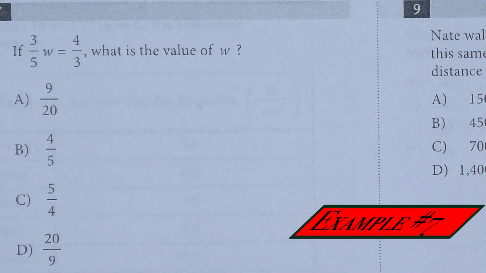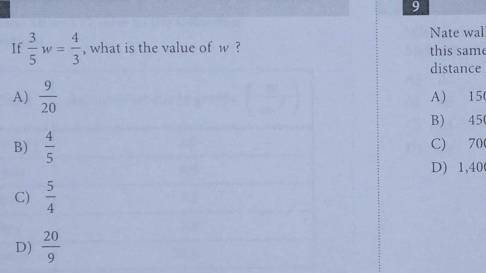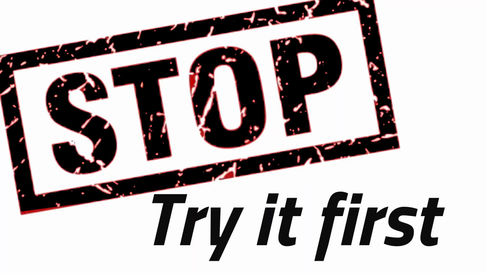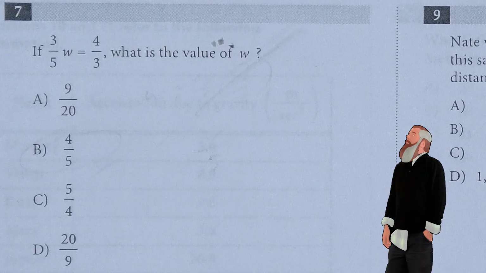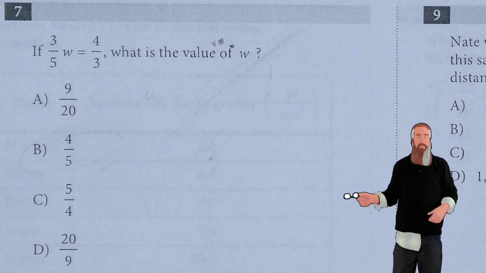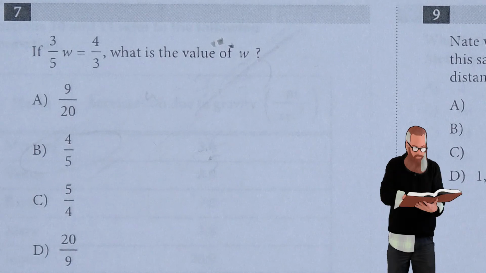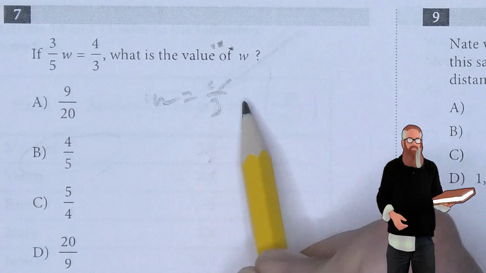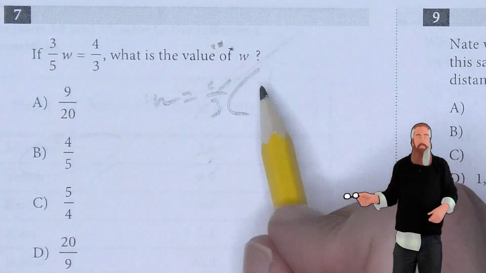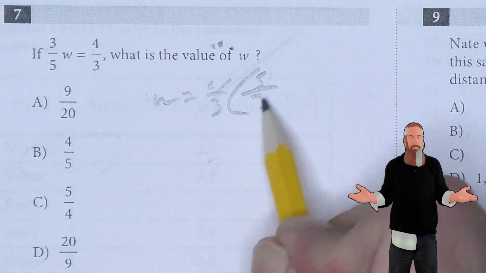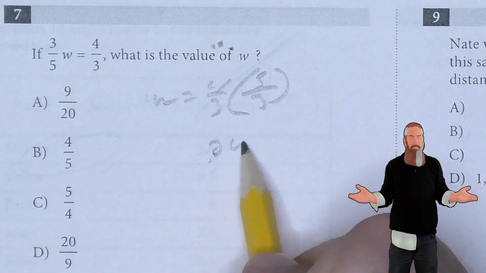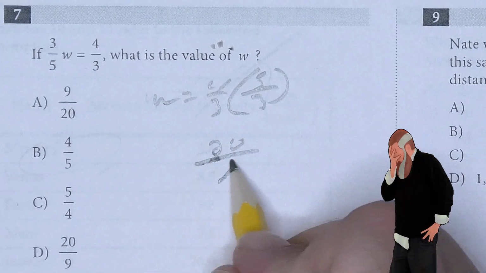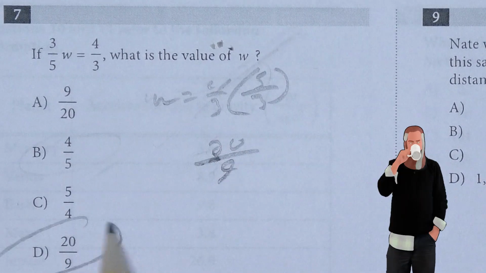If 3 over 5w is equal to 4 over 3, what is the value of w? This means that w is equal to 4 over 3 times the inverse of 3 over 5, which is 5 over 3. Now 4 times 5 is 20 and 3 times 3 is 9, which gives us D as the answer.